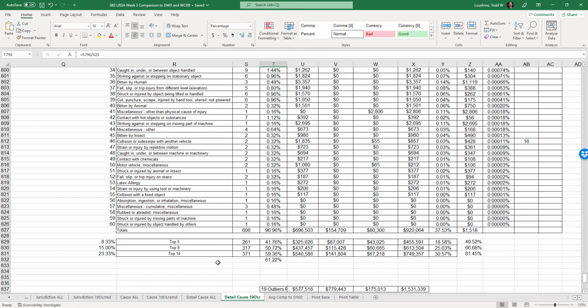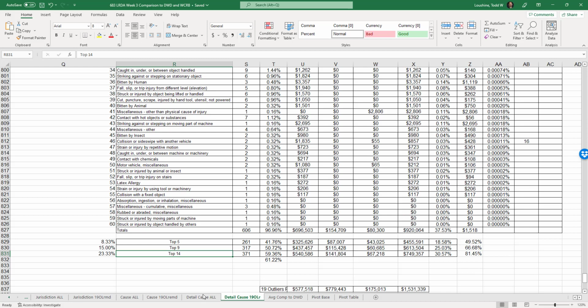For this week, we finished here with the detailed causes with the outliers removed. Not a great end here. I think you probably detected it in my voice. We got the equivalency of an 80% on the total claims paid for the top 14. That's too many. When we get to it, you'll see that there needs to be a better cutoff. That's too much to look at. We'd like to narrow it down a little bit more.